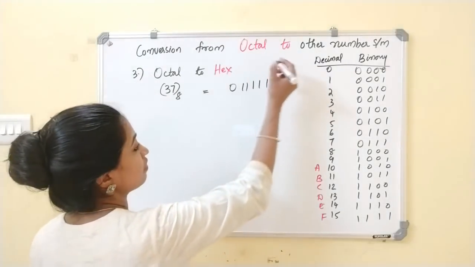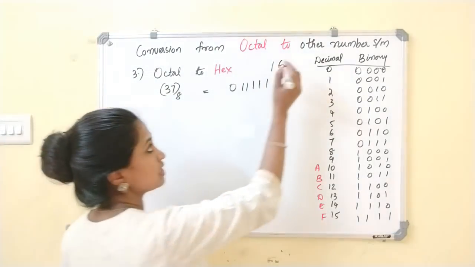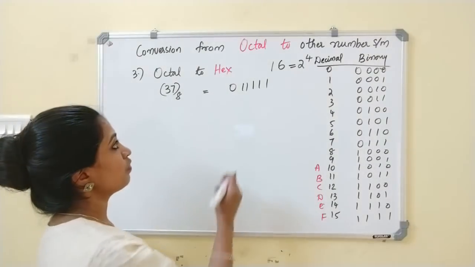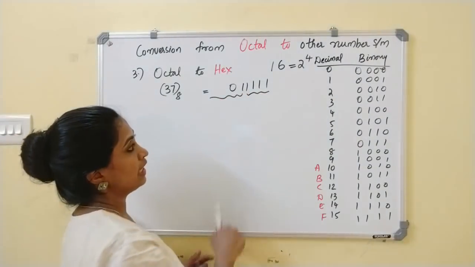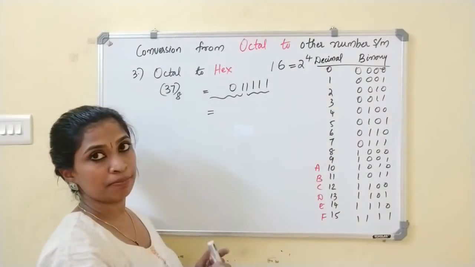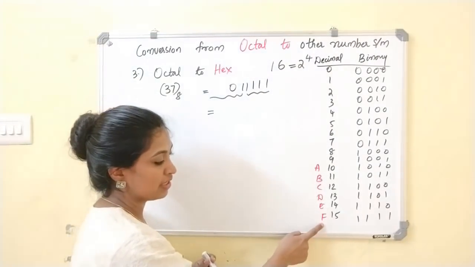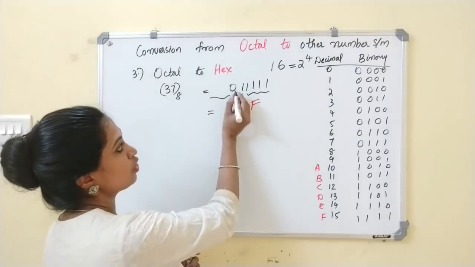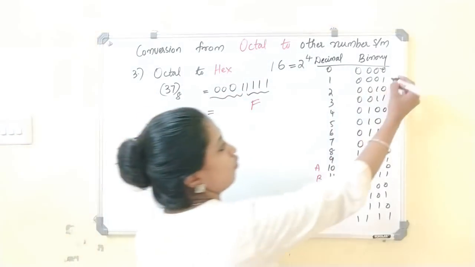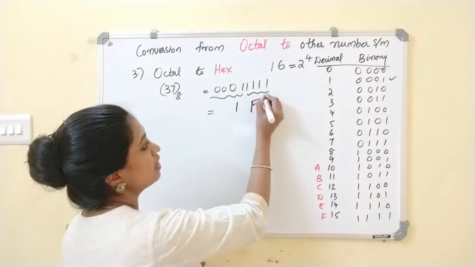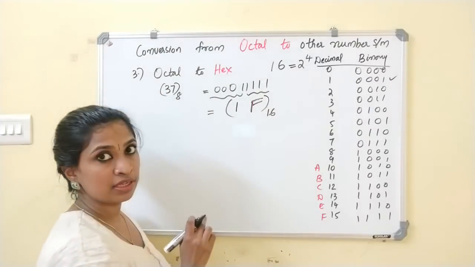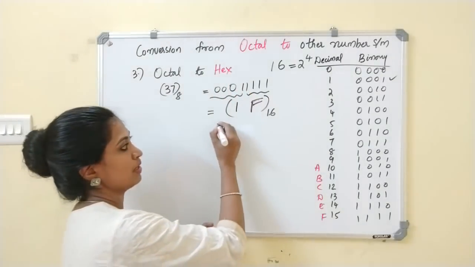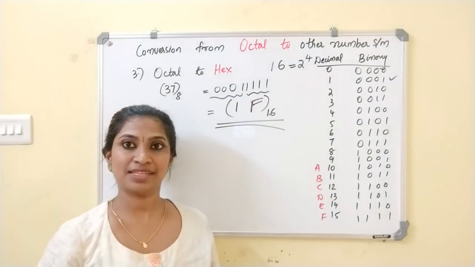Next, we know that the base of hex is 16, so it is equal to 2 raised to 4. Next, we have to convert this binary number into a hexadecimal number. For that, we take 4 digits at a time and write the hex equivalent. 1111 is 15. In hexadecimal, we write 15 as F. So the binary 1111 is F. Next is 0001, which is 1. So 1F is the hexadecimal equivalent of octal number 37. That is, first we convert this octal number to a binary number, then convert the binary number to a hexadecimal number.